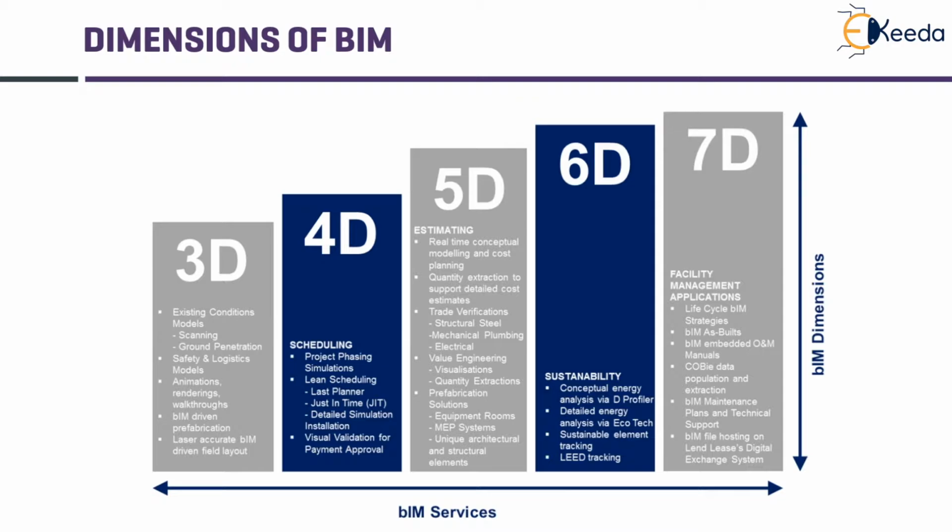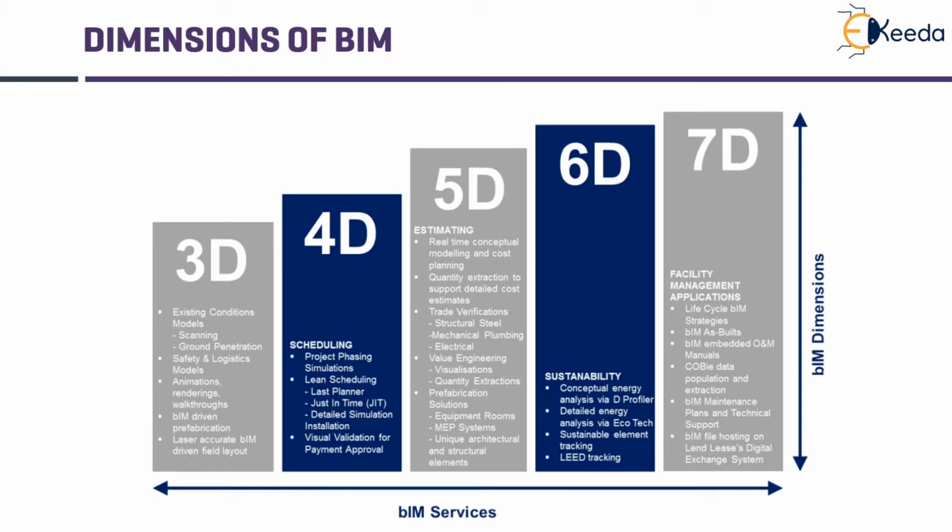5D BIM has a fundamental and pivotal role in estimation and cost management. It gives real time cost planning, helps to extract quantities, trade verifications, value engineering options, helps in prefabrication solutions, etc. 6D BIM means sustainability, which combines the concept of energy analysis. It will give the sustainable element tracking and helps in LEED tracking.